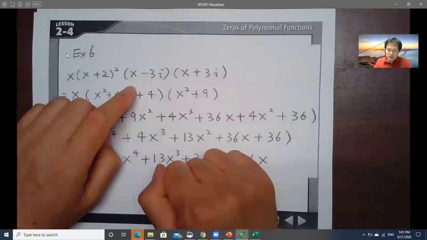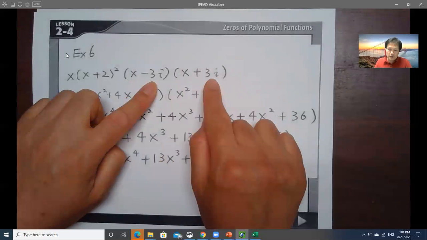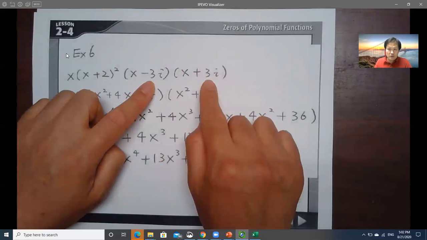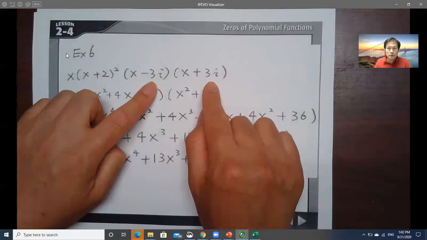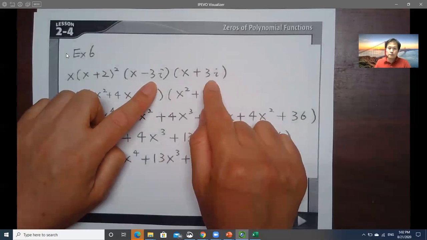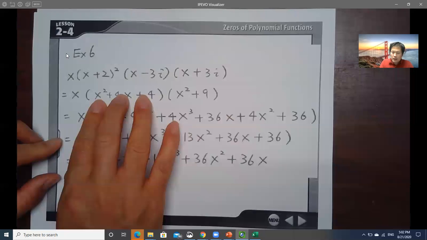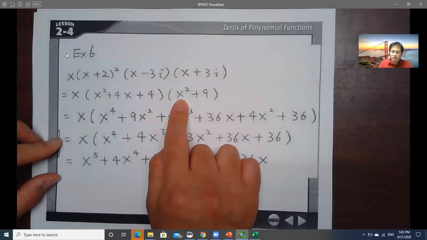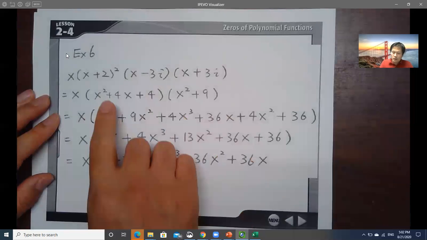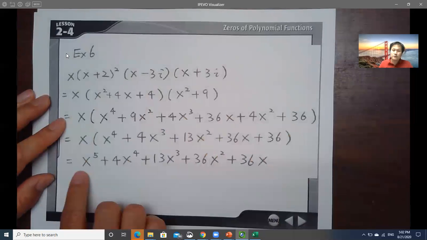So x times x is x squared, minus 3i plus 3i. If you multiply that with minus 9, i squared is minus 1, so minus 9 times minus 1 gives you positive 9. So I distribute that, I got this. I distribute this, I got this. From there, I'm just distributing all that here. Distribute, combine like terms, I distribute x all the way. That's the final answer.